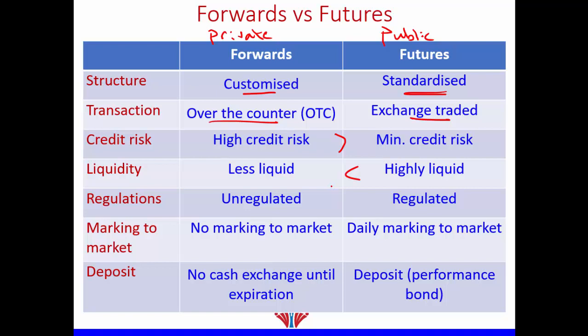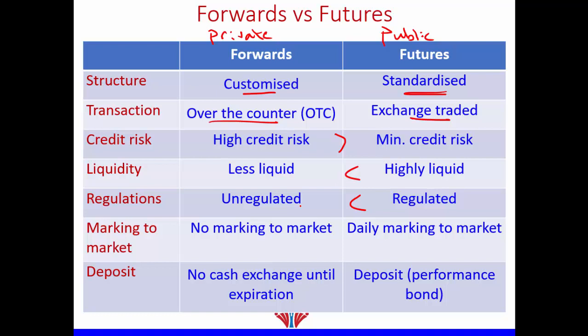So which one should have higher supervision from the government, from regulators? The one that's traded in the market, in stock market, the public contracts. Therefore, futures contracts will be highly regulated, while forward contracts will be unregulated.